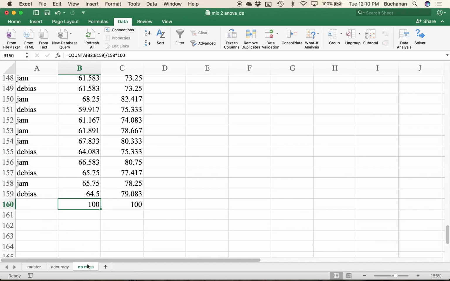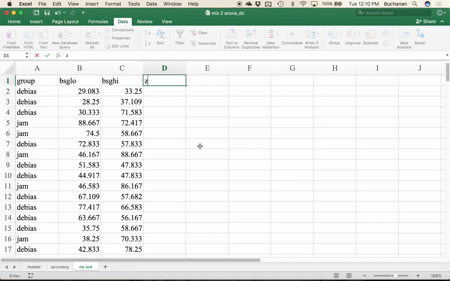Let's check now for outliers. So I'm just going to change this tab because I didn't do anything here. And let's look at Z for the low and Z for the high. So we're going to write a formula to calculate z, which is each person minus the mean divided by the standard deviation. So equals first, open parentheses. Click on the data point we're interested in, hit minus, highlight the whole column.